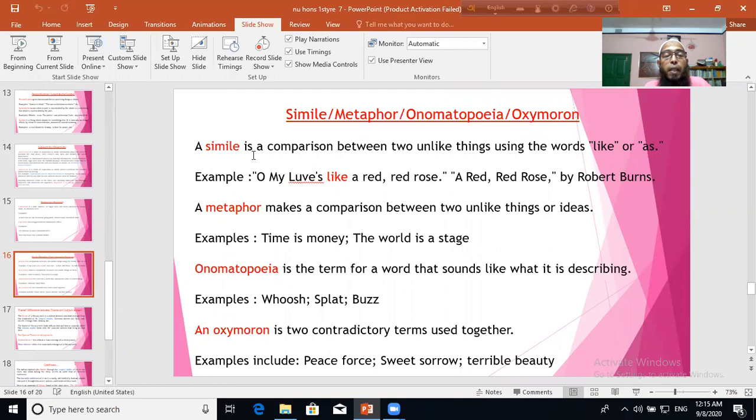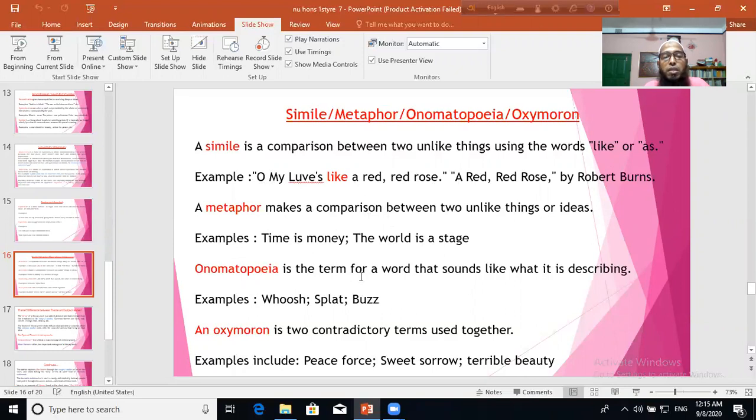A simile is a comparison between two unlike, two different things. When we say one thing is like another, you use the word "like" or "as." For example, "O my love's like a red, red rose." This is an example of simile, with the word "like." A metaphor makes a comparison between two unlike things or ideas. "Time is money," "the world is a stage." Time is one thing, money is another thing. So when you say one thing is another, that is metaphor. That is also a comparison.